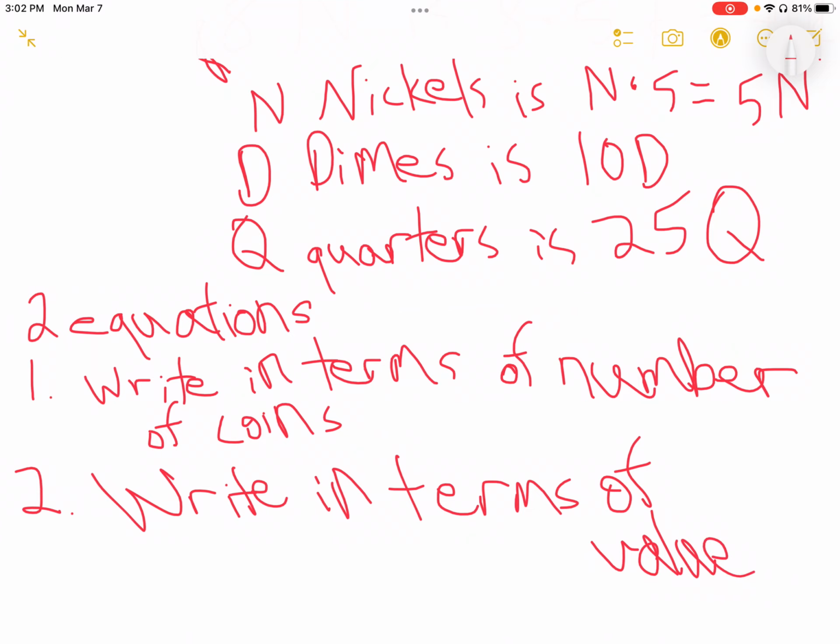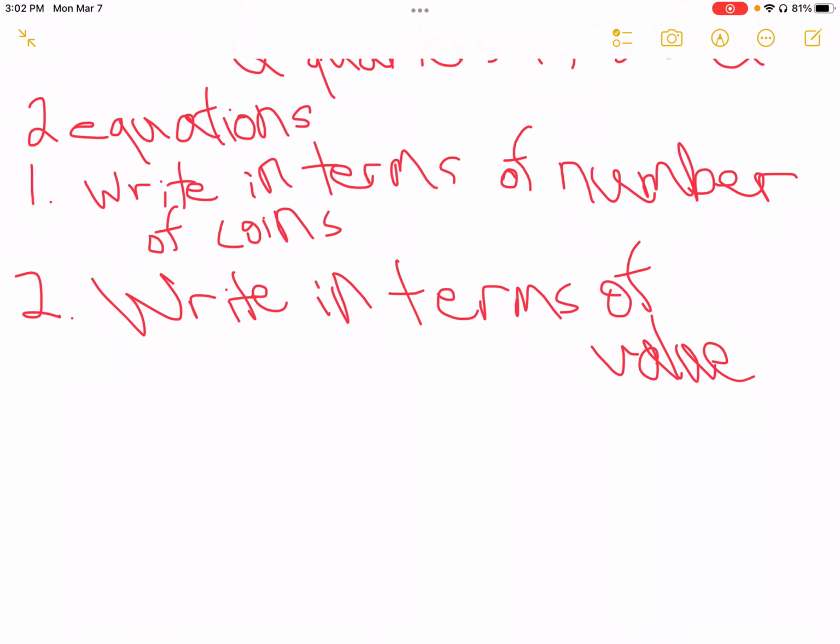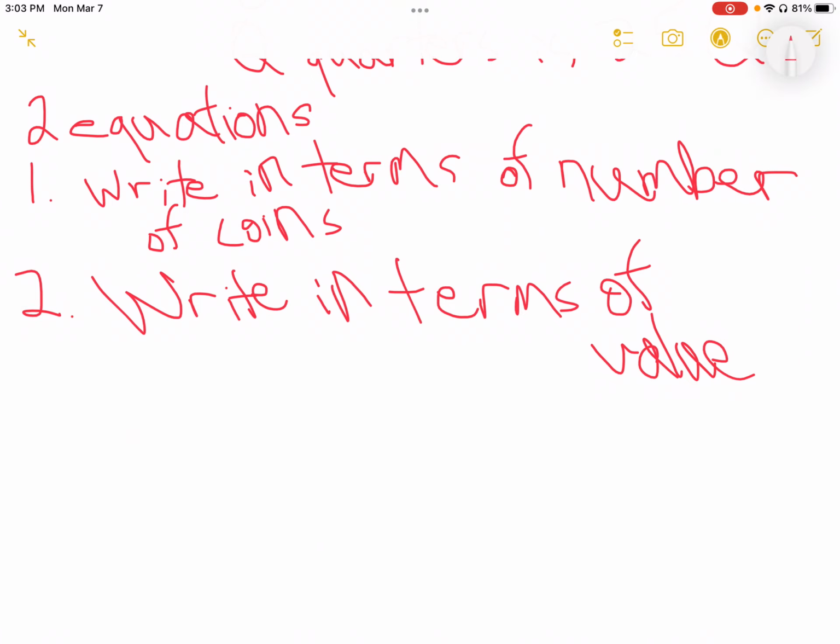Okay, so how much money you actually have. So then let's look at our example here. Go to example 1 in your book. Example 1 says Jack and Betty have 28 coins that are nickels and dimes. So if I add those up, I'm just going to write n plus d equals 28. Okay, so that's my first equation.